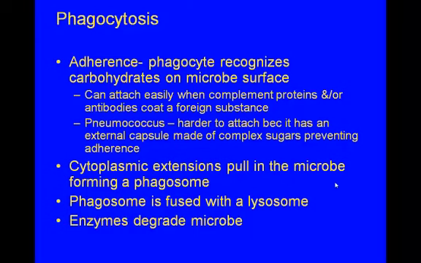All right, you have something called adherence. A phagocyte recognizes carbohydrates on the microbe surface. It can attach easily when complement proteins and or antibodies coat a foreign substance. Now, what does that mean? Remember, phagocytosis means cell eating. So what they do is they literally engulf around the bad cell and eat it and break it down. Now, how does it know it's a bad cell? Well, it does so by recognizing those carbohydrates. All those sugars, it can read those sugars on the surface.